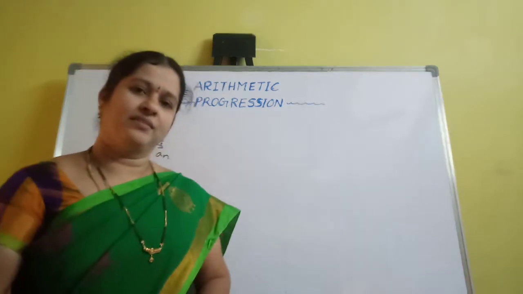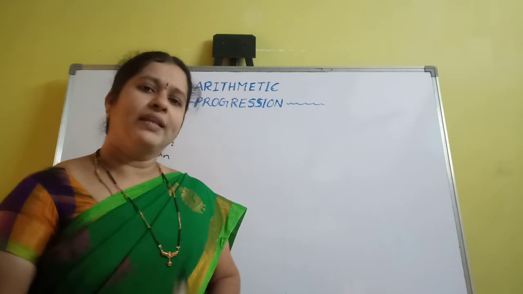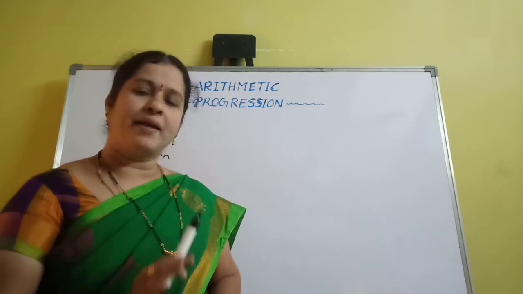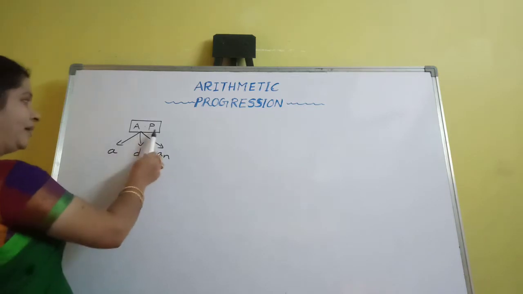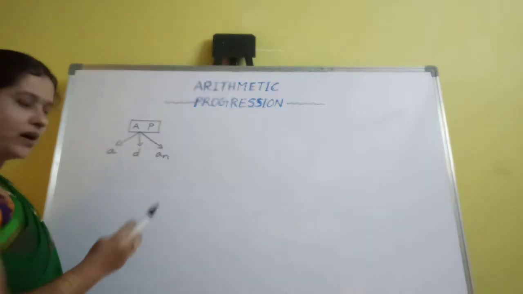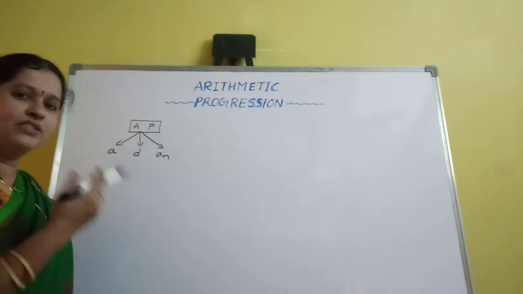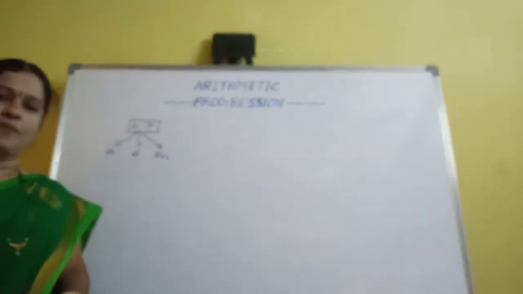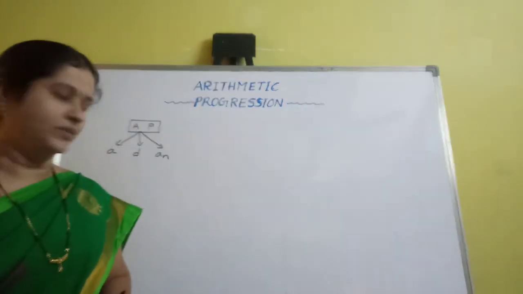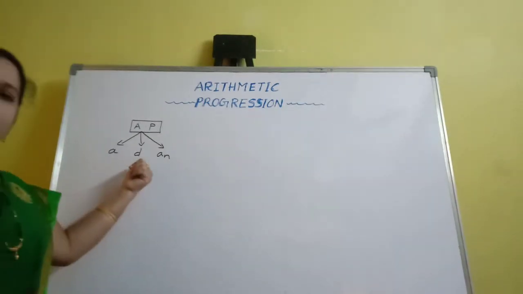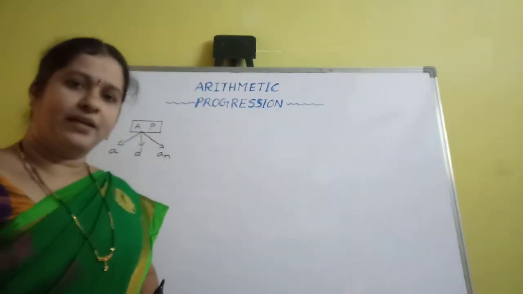Good morning, students. Now we are coming to our topic, arithmetic progression. In an arithmetic progression, what are the three main characters? In AP, the three main characters are a, d and an value. a means first term, d means common difference, an means last term or nth term. By using these three concepts, you can easily solve any question in arithmetic progression.